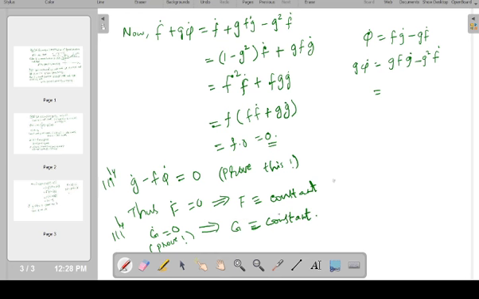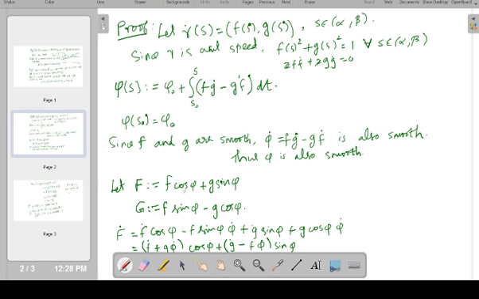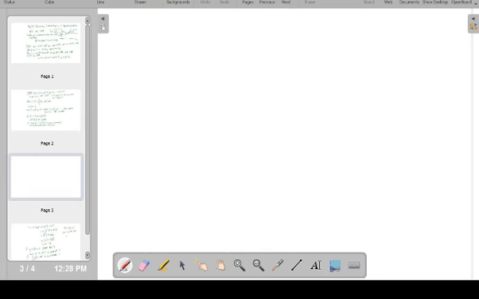Which constant? Okay. So to determine that, we will look at f at s0, because s0 is an initial value. So you can probably compute f at s0. So what is f at s0? F at s0 is small f of s0 cos phi of s0 plus g at s0 sin phi at s0. Okay. So I will start a new page. F at s naught is equal to small f at s naught cos phi at s naught plus g at s naught sin phi at s naught.